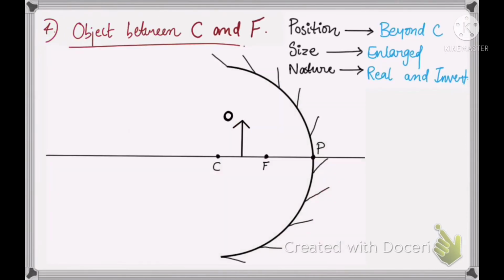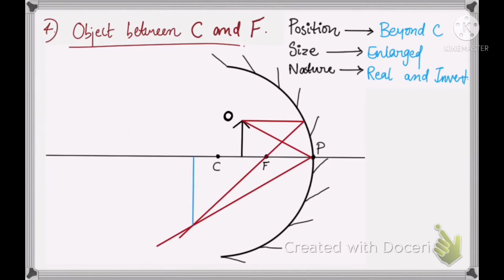Now let's see object at C, object in between C and F. So when object is in between C and F, I'm considering a ray parallel. It will pass through focus, and a ray obliquely will pass obliquely. And now the image will be formed here. So let's draw the arrows again. You should not forget about that.